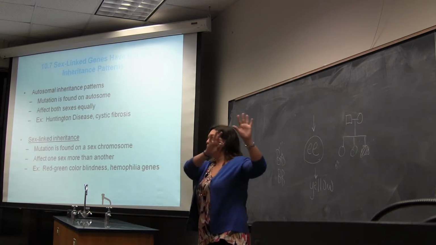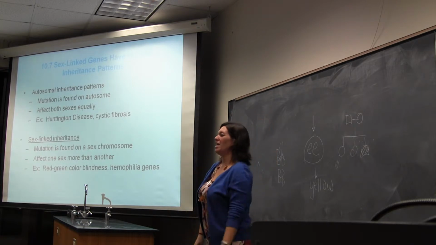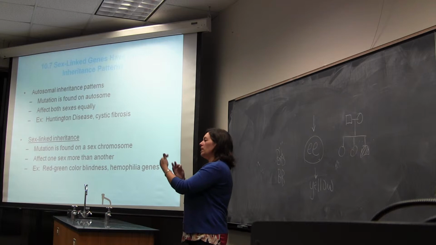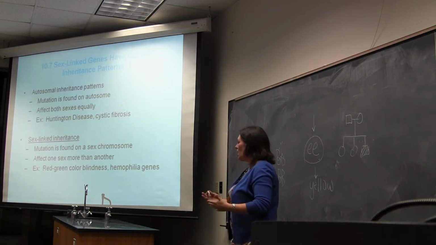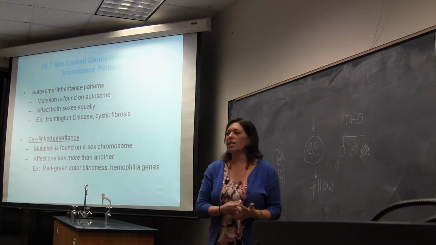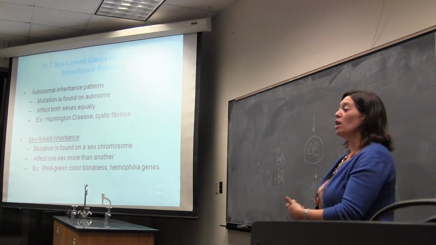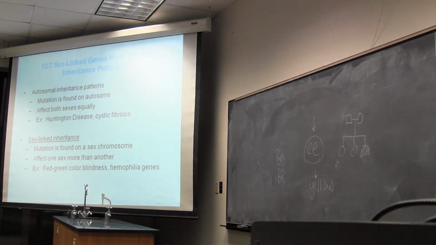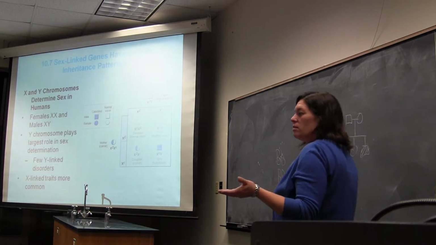So basically autosomal is when you got mutations on chromosome 1 through 22, and sex-linked is when you have mutations on either of your sex chromosomes, so X's or Y's. And when you have these sex-linked inheritances, you're going to notice that certain sexes are going to inherit these traits more than other sexes. One common example of this is color blindness.